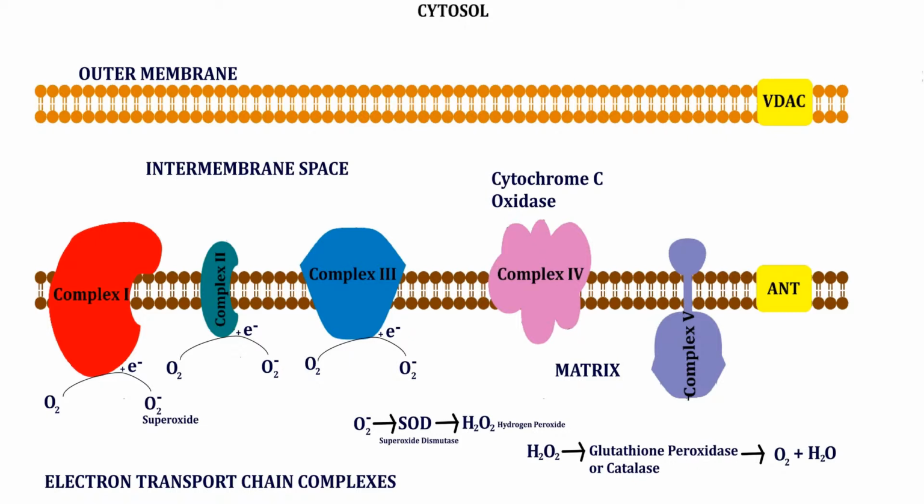Hydrogen peroxide is the main killer of pathogens in phagocytes. So in the normal process of creating ATP, the killing chemical hydrogen peroxide is also produced. In order to protect the mitochondria from the hydrogen peroxide it makes, the cell depends on glutathione peroxidase and catalase to convert hydrogen peroxide back to oxygen and water.